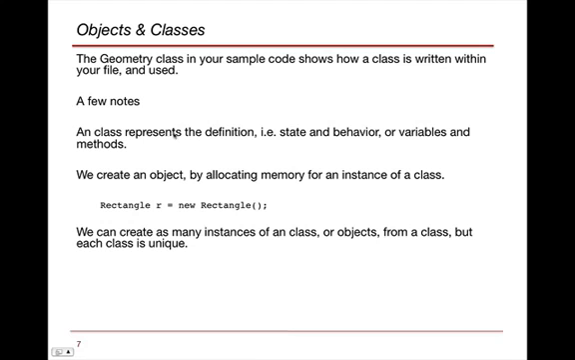So a few notes. The class represents the definition, the state and behavior of the variables and methods. The class defines what is the actual code, the specific variables, as well as the methods that are allocated. When we create an object, we do this by allocating the memory with the new keyword and a constructor. And we can create as many instances of a class, or these objects from a class, but each object is unique. So a rectangle as a class is different than a square. And each rectangle that we create, R1, R2, R3, are unique objects.